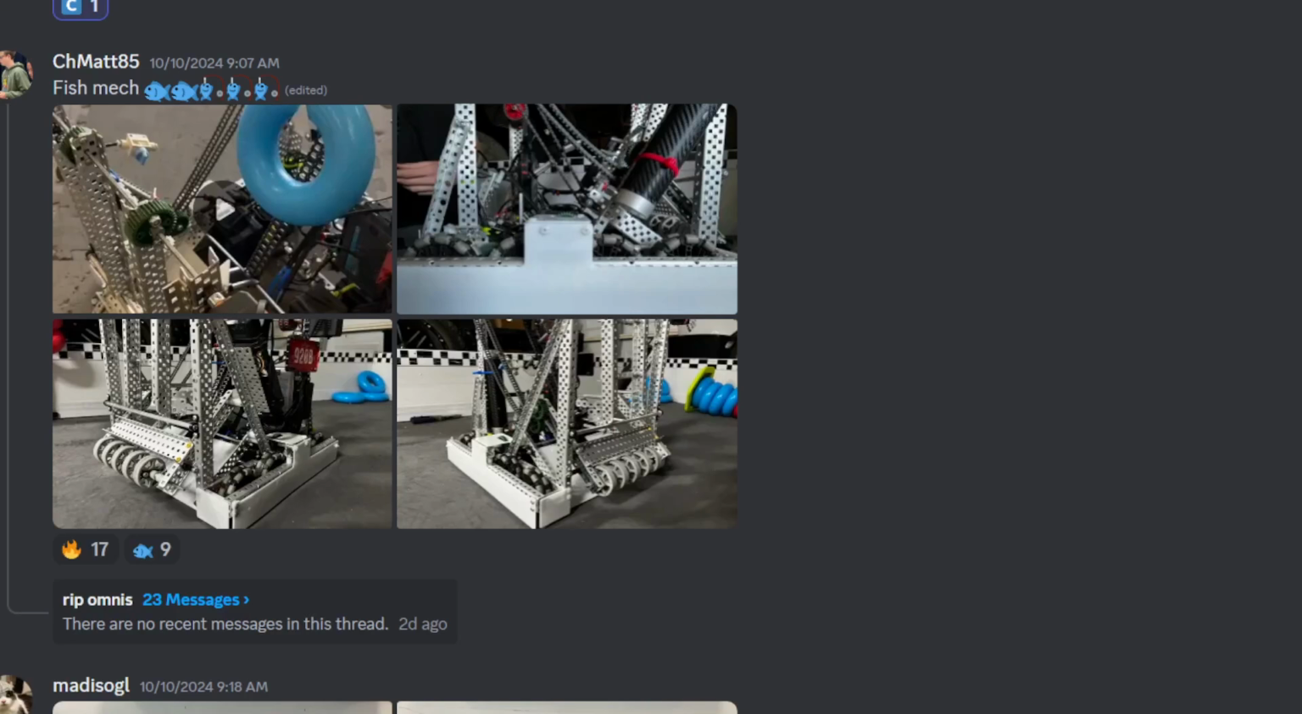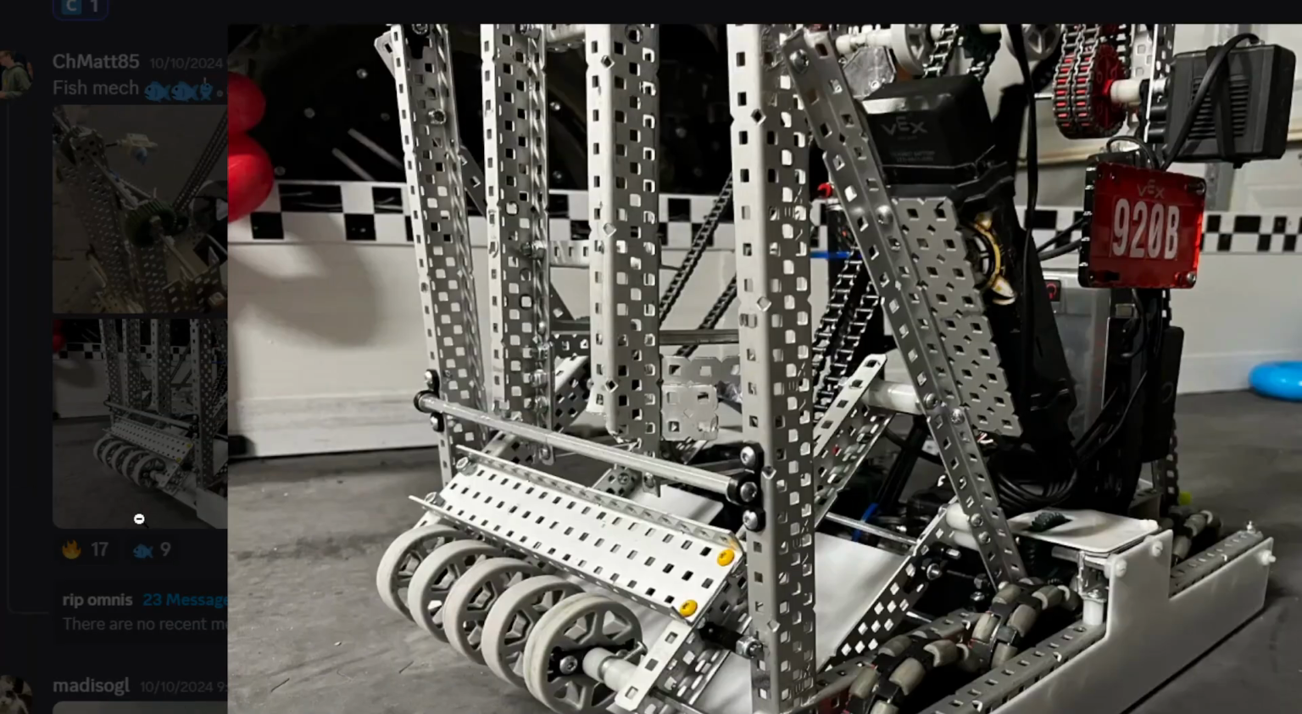Hands. Today we have the Fish Mech. Fish Mech OP. Fish Mech, which is what it's going to be called. Yeah, it's called the Fish Mech.